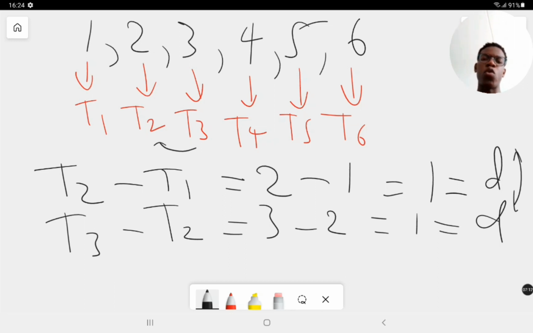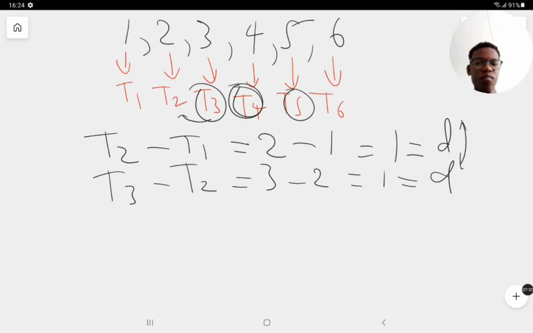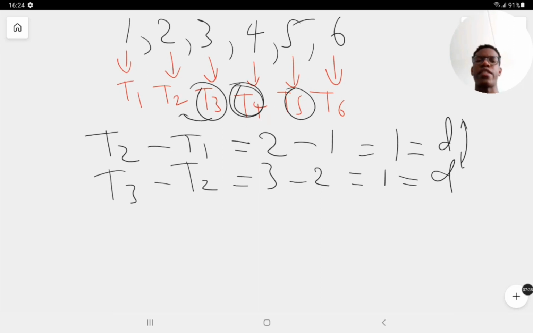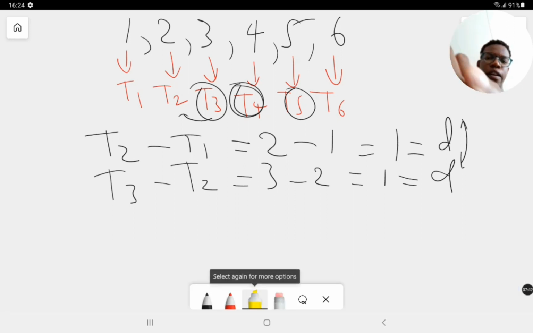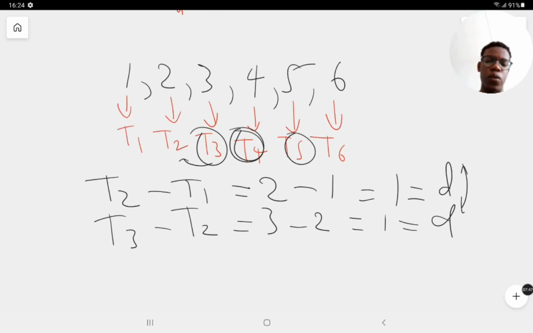Now, this is going to happen between any two successive numbers. Any two successive numbers that you look at, whether it's T4 and T3 or T5 and T4, that's going to happen. What's not going to happen is you're not going to get a common difference if you look at two terms that are not successive. If you get two terms that don't follow one another, then you're not going to get a constant difference. So for instance, if you look at T6, that's 6. If you look at T6, just do this.